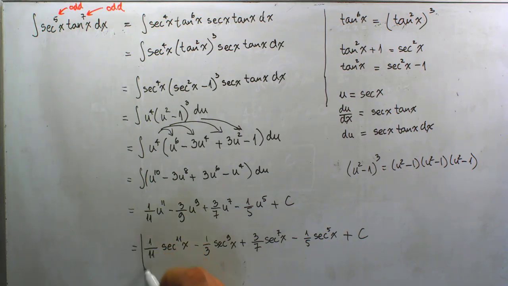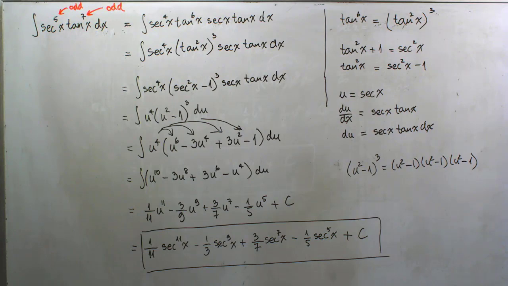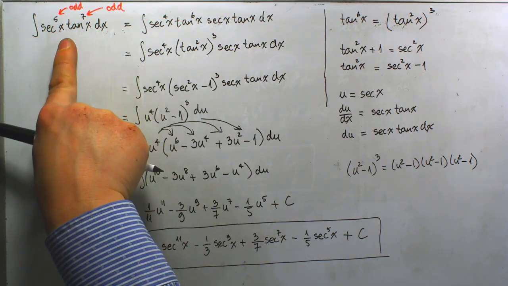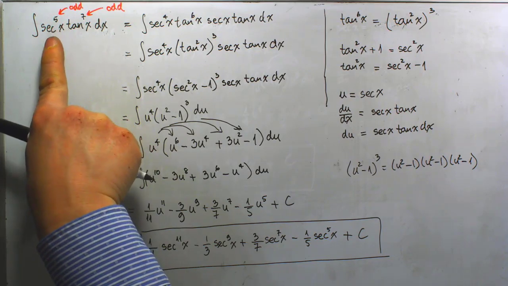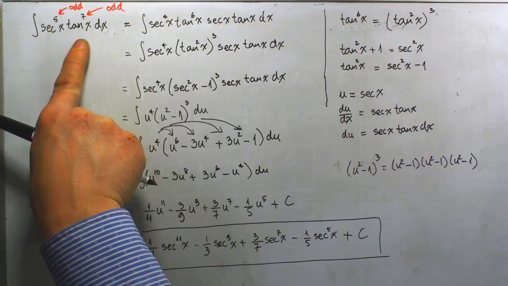And that is how we have found the integral for secant to the 5th of x times tangent to the 7th of x, where both powers on the secant and on the tangent are odd.